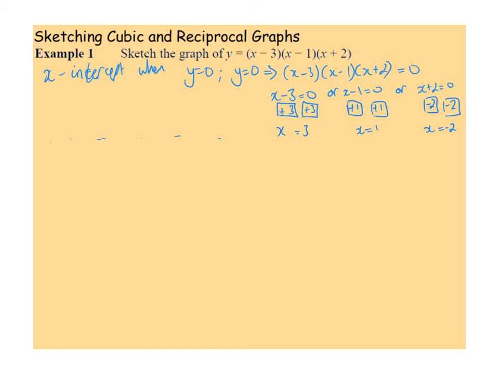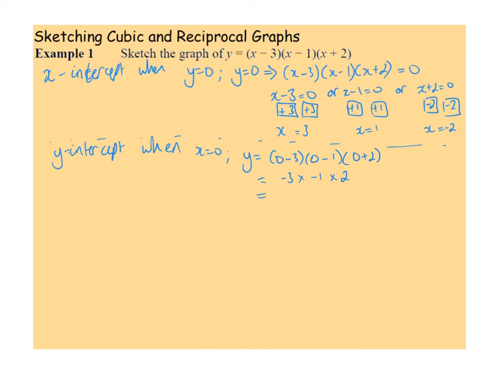Okay, we also need to find the y-intercept, and that will be when x is 0. And when x is 0, you get y equal to 0 subtract 3, 0 subtract 1, 0 add 2, which is negative 3 times negative 1 times positive 2, which is 6.